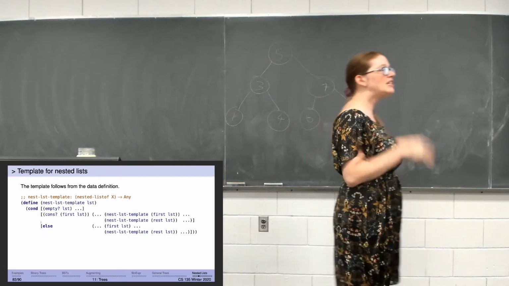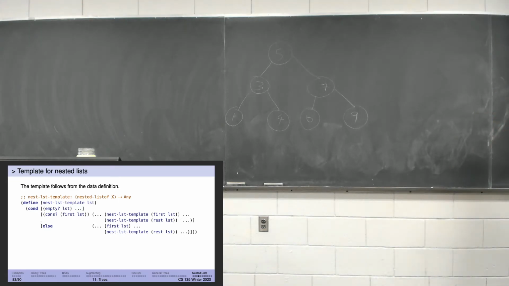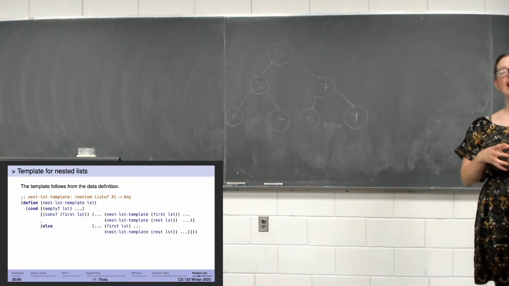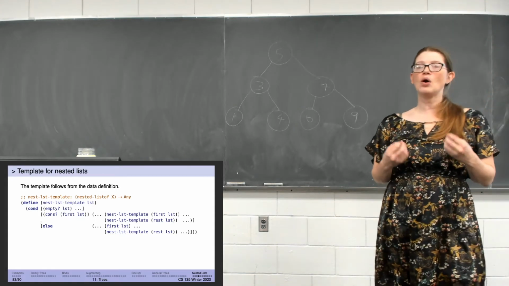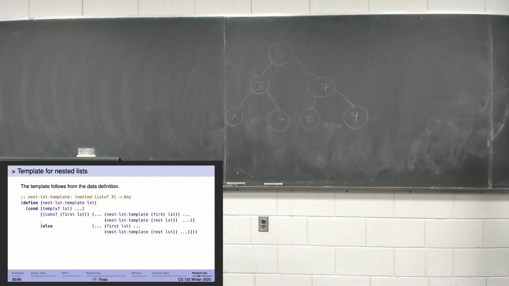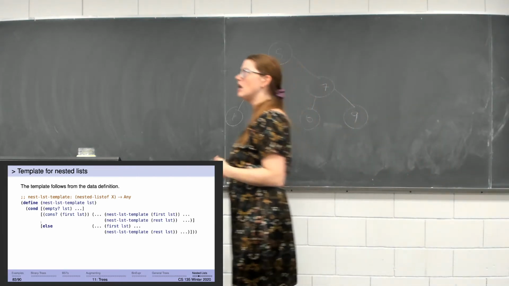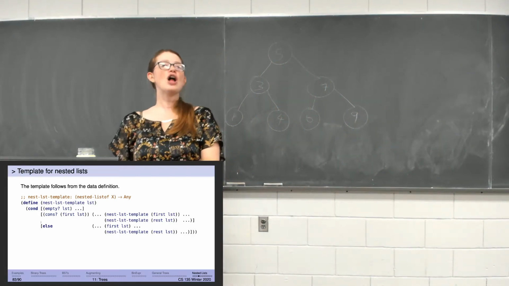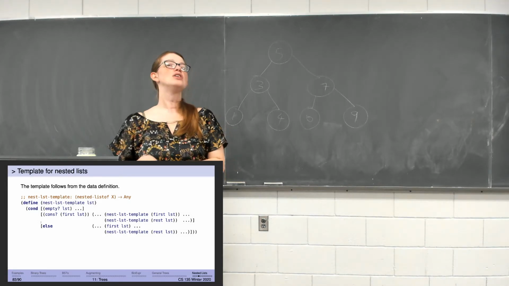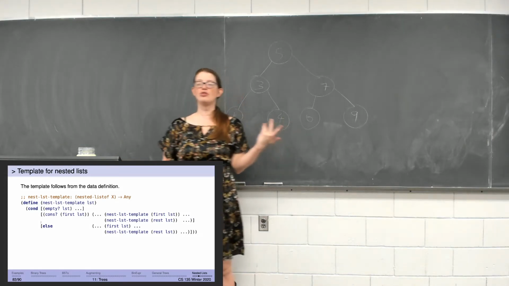The template for that looks like so. If the list is empty, you're going to do something. If, however, the first element of the list is an atom, a simple thing like a string or a Boolean or a number, anything other than a list, then we're going to do something with that first element of the list and relate it in some way to the rest, computing the template of the rest of the list. If, however, the first item of the list is in itself a list, then we're going to relate the results of calling the template on the first of the list to the results we get from computing the template of the rest of the list. So that's our beautiful template there.